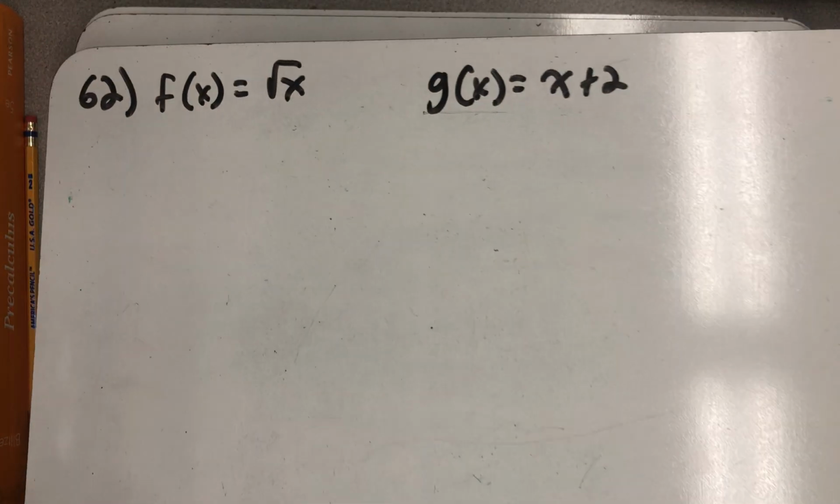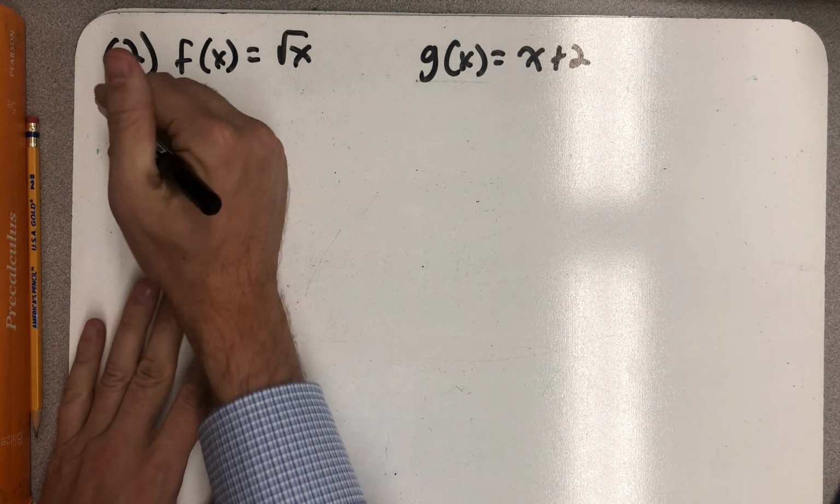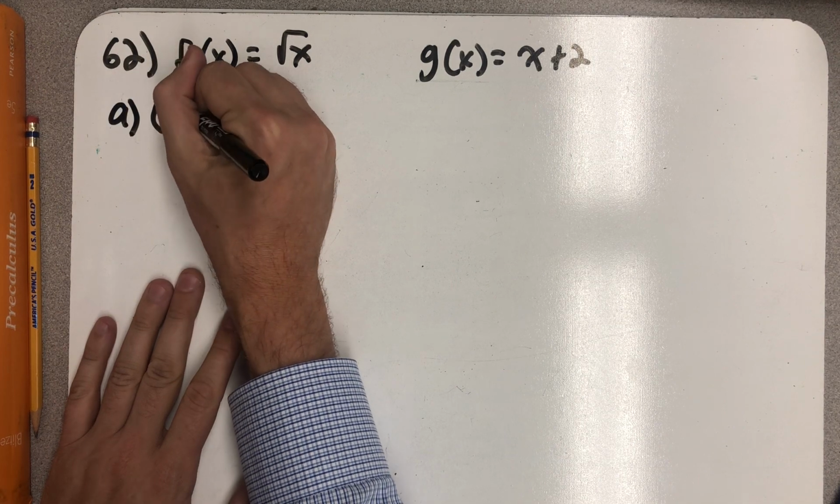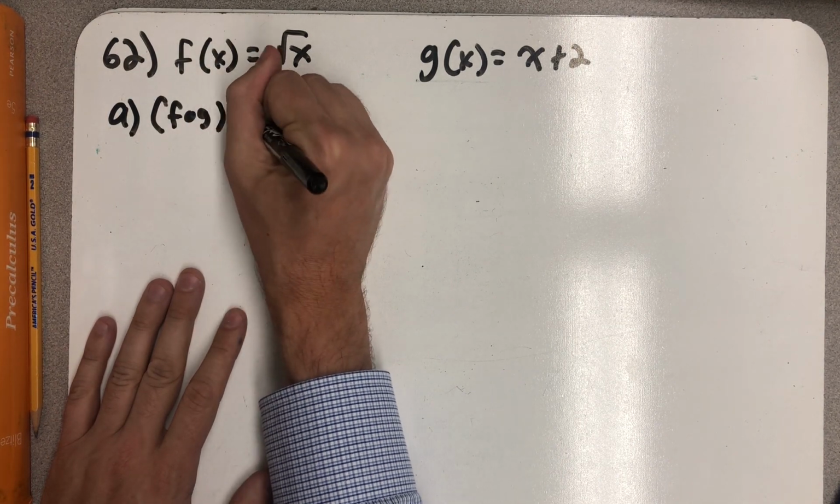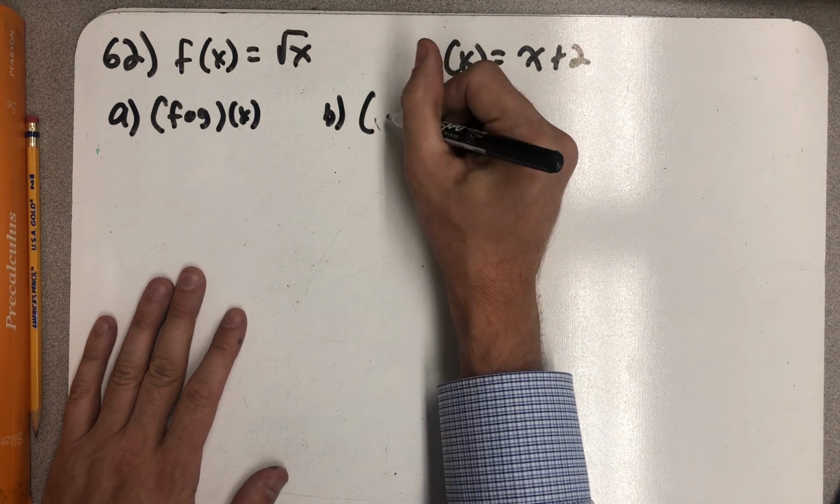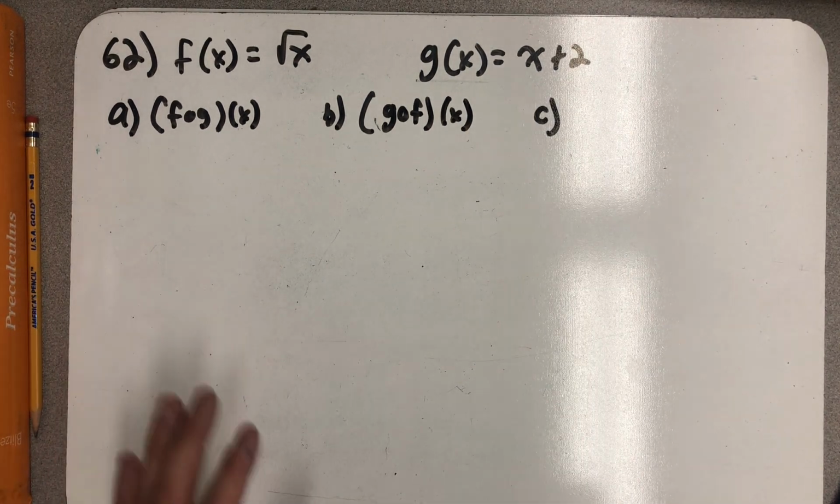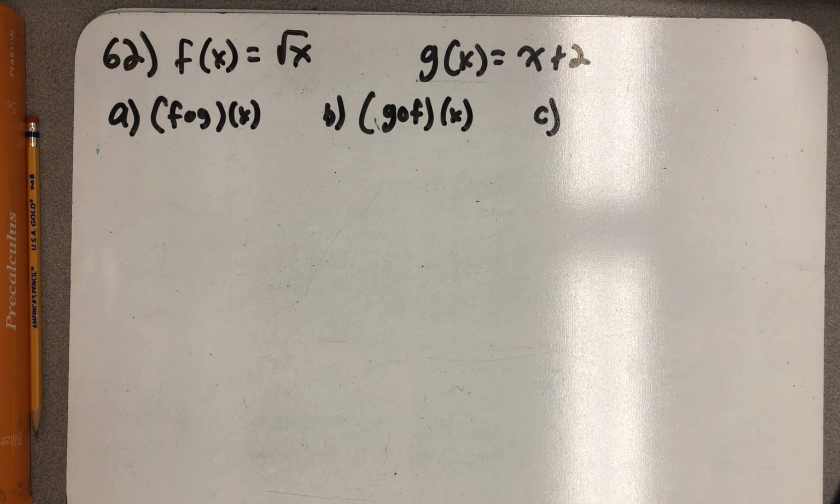Next up, we have problem number 62. The instructions are different. We're asked to find four different things. Part A, we're asked to find f composed with g of x. In part B, we're asked to find g composed with f of x. And then finally in C and D, we're asked for some function values. F composed with g of 2.